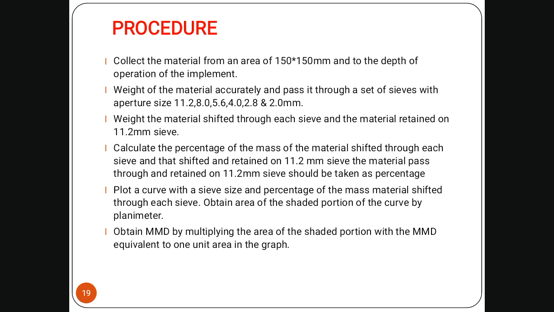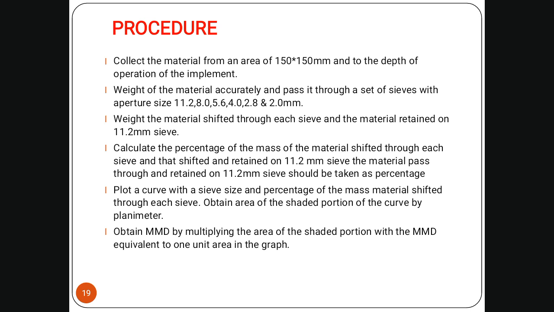First, collect the material from an area of 150 by 150 millimeter and to the depth of operation of the implement. Second, weigh the material accurately and pass it through the set of sieves with aperture sizes given in millimeter. Then weigh the material sifted through each sieve and the material retained on the 11.2 millimeter sieve. Calculate the percentage of the mass of the material sifted through each sieve and that sifted and retained on the 11.2 millimeter sieve. The material passed through and retained on the 11.2 millimeter sieve should be taken as a percentage.